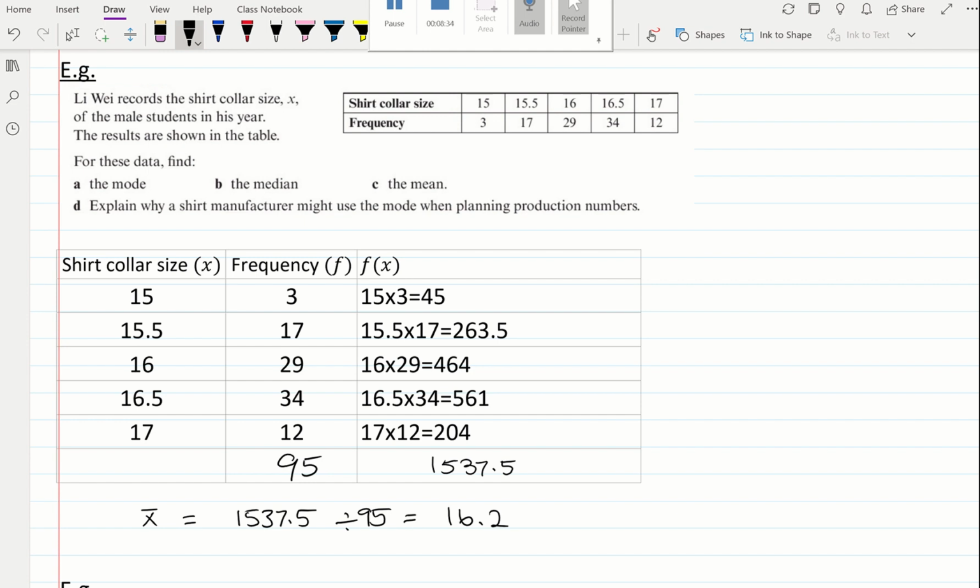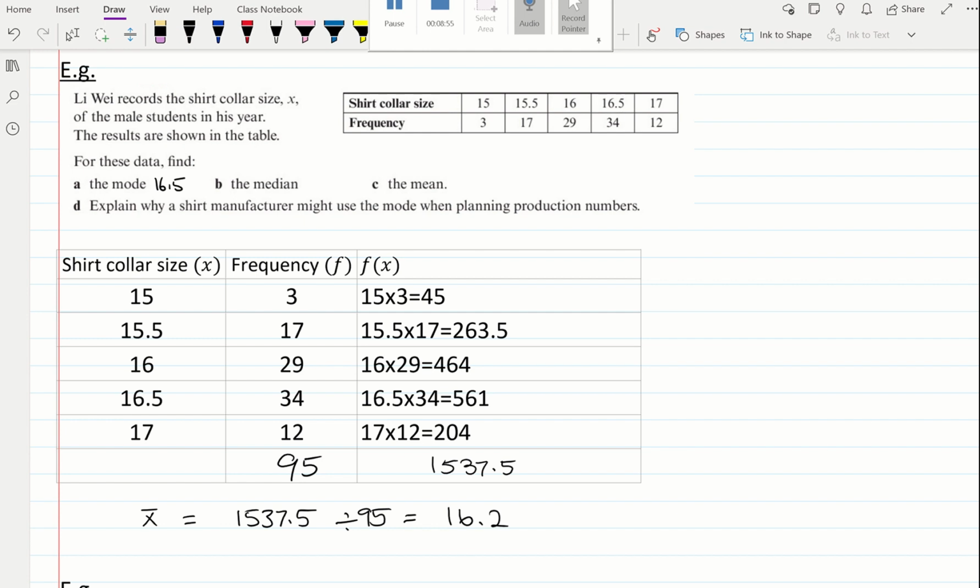The mode is the size that appears the most, and that is size 16.5. It's not 34. 34 is the frequency. It's the number of people who have that size. So it's 16.5. Because it appears the most, it appears 34 times.